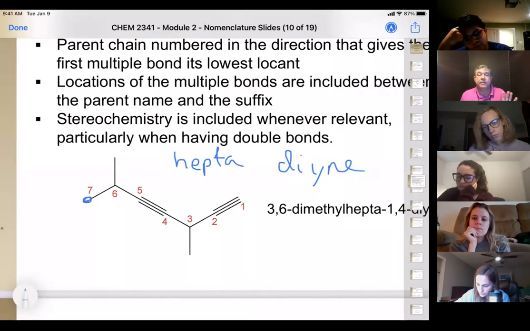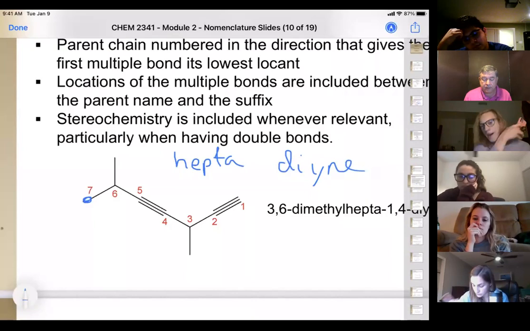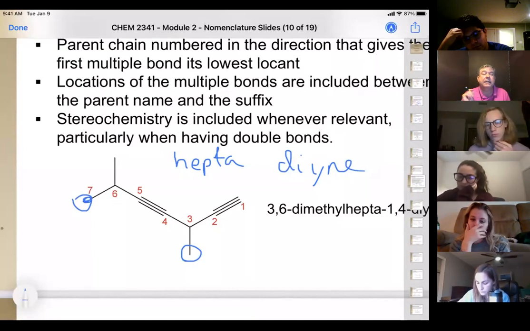Okay, so that's the prefix in our system that tells us the number of carbons. Now we have 2 substituents there that are not included in here. They're right here and right here. Now, this is numbered such that the first alkynyl carbon is at the lowest position. That's why we started here.